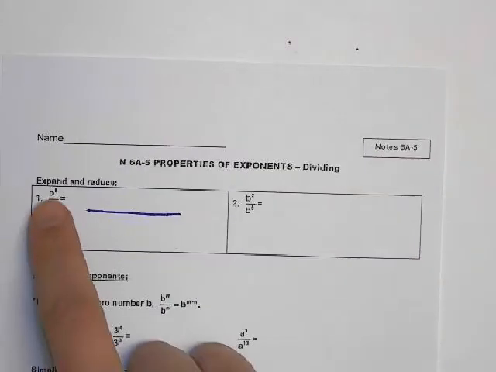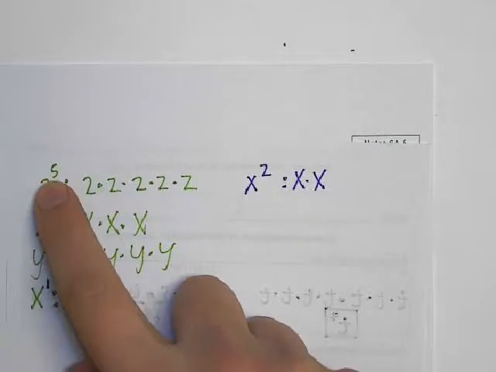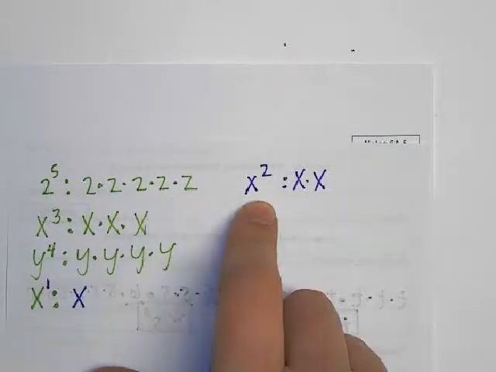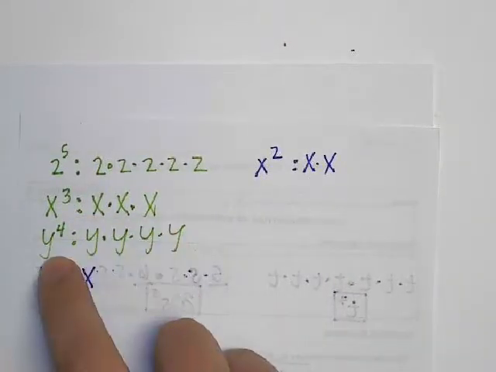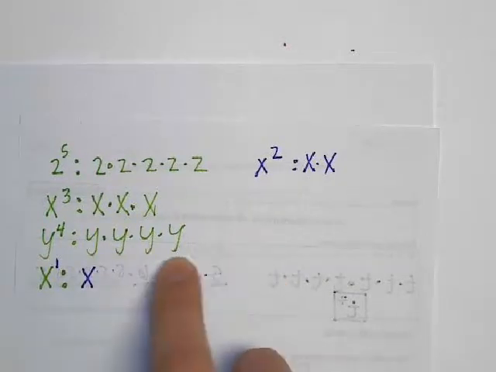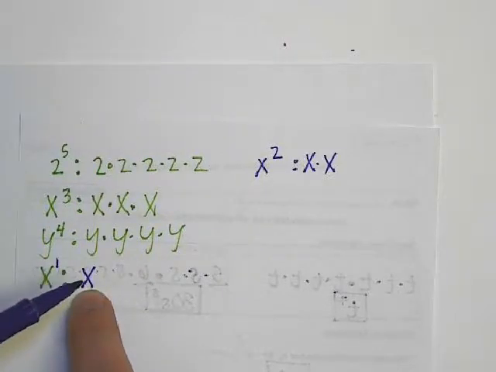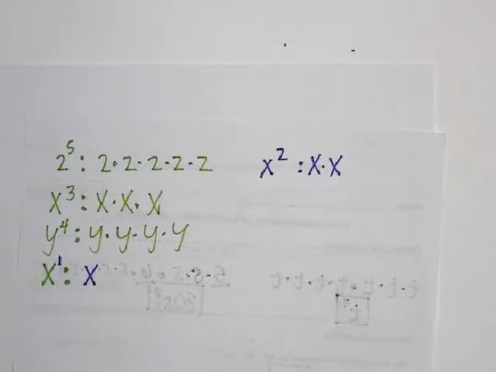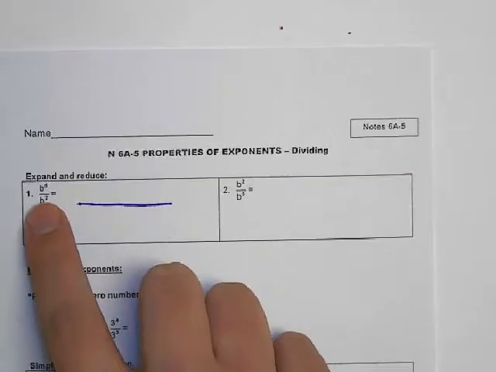Now, on the top, remember, right before, last time we talked about this. 2 to the 5th is really 2 times 2 times 2, 5 times. X squared is really x times x. X cubed is really x times x times x. Y to the 4th is really y times y times y times y, 4 times. If there's not an exponent, we say it's a 1, and it's just x, or whatever letter it is. Everybody remember this.